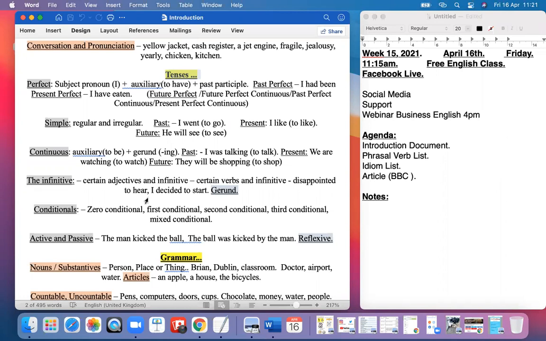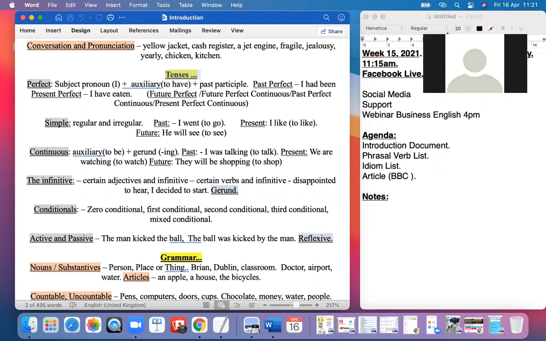The past perfect is a similar structure, except the verb have is in the past. I had eaten, and this is usually used before another action in the past simple. So I had eaten my breakfast before my friend contacted me. That's the big difference between the present perfect and the past perfect.